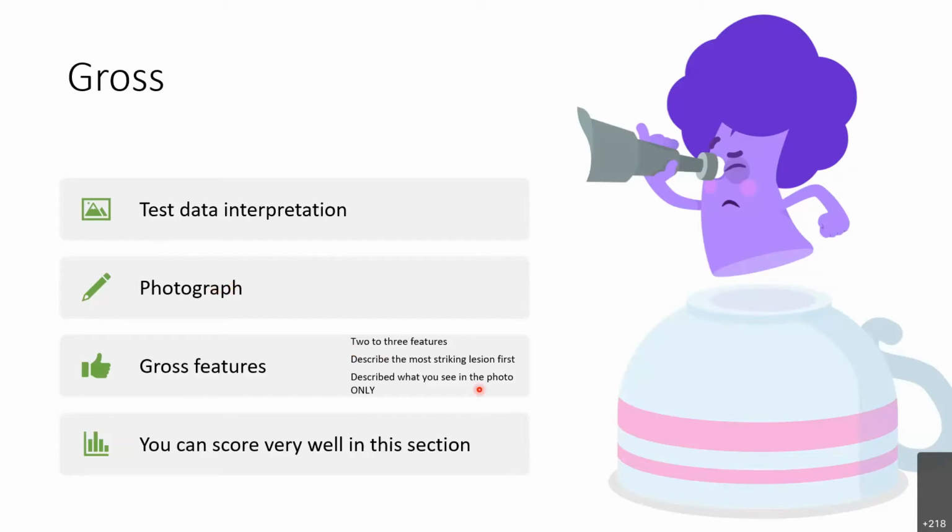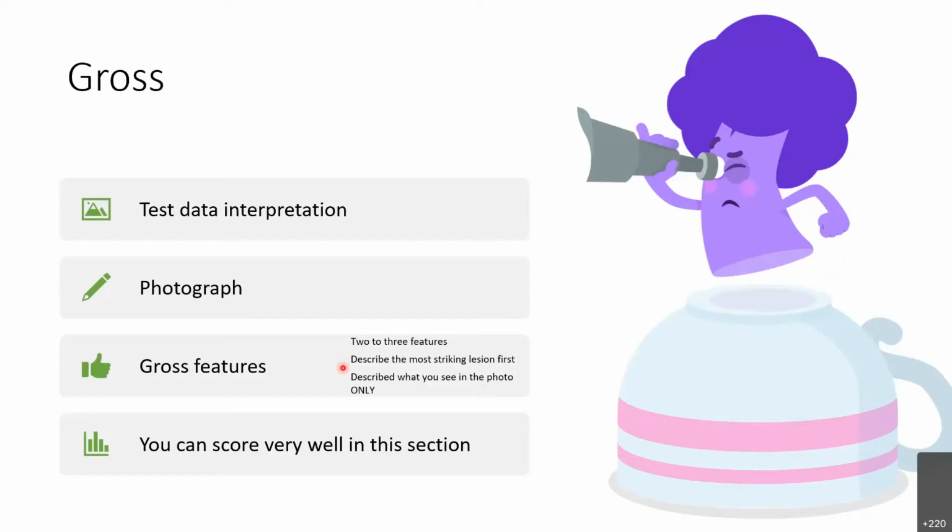The most important thing during this part is that you can score high points. You can get a lot of points in describing the gross findings, because the answer is in front of you. It is available in the photograph, and you just need to explain or write down the findings that are available in the picture.